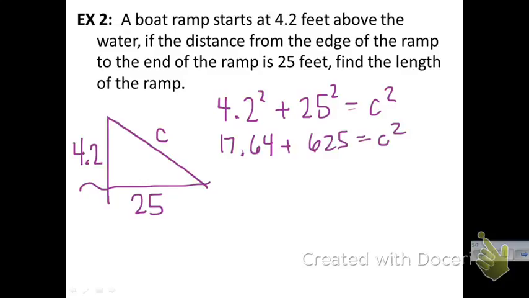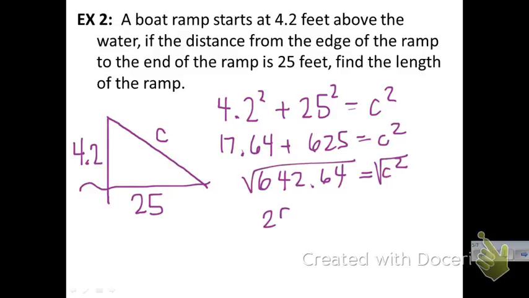We add those two to get 642.64. And then we have to do the opposite of squaring, which is taking the square root, and the square root of that is about 25.4 feet, and we're going to go to the nearest tenth because it had a value that was to the nearest tenth.